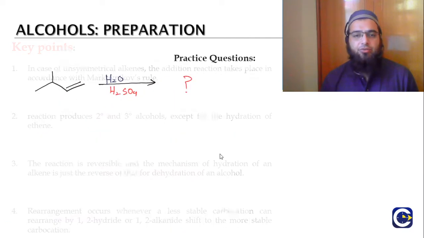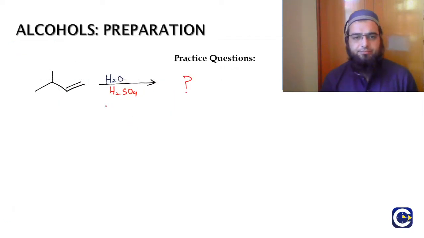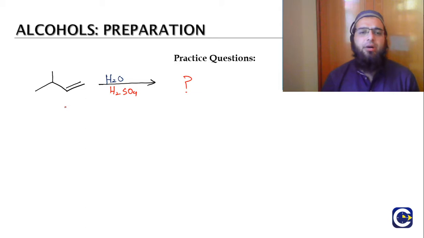Let's take an example to understand this. Look, we have an example. This is a terminal alkene, and we have the reagents for the hydration. If we want to predict the product of this reaction, we can predict it by Markovnikov's rule.